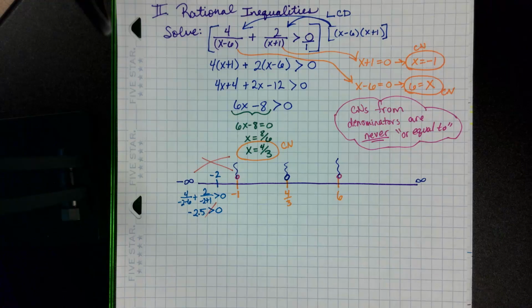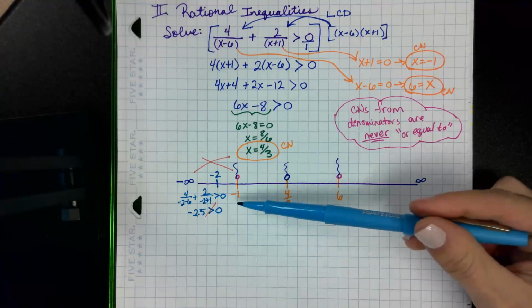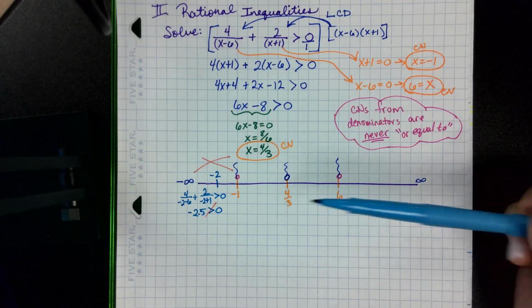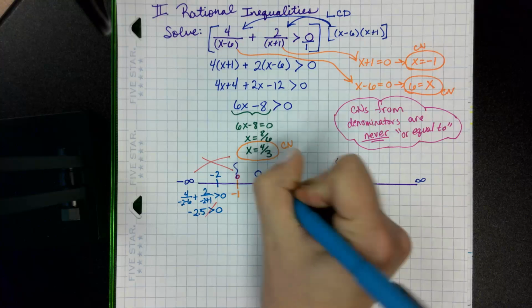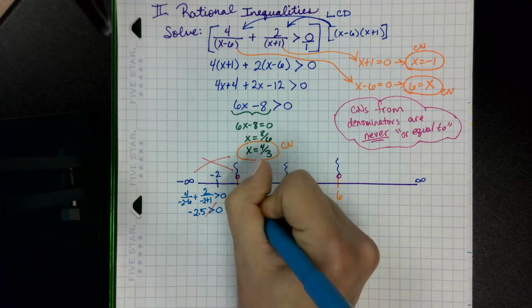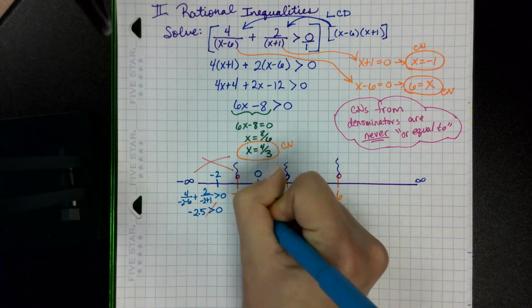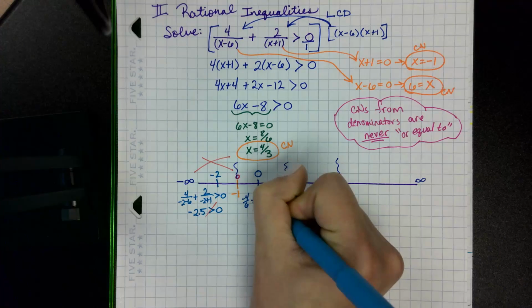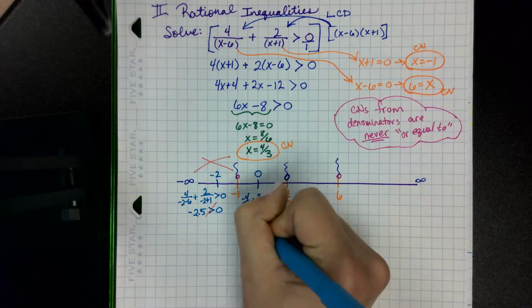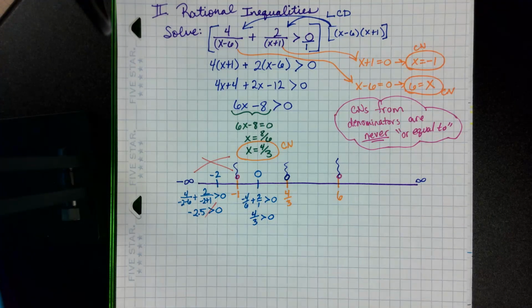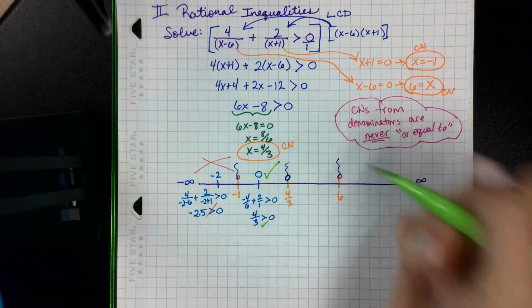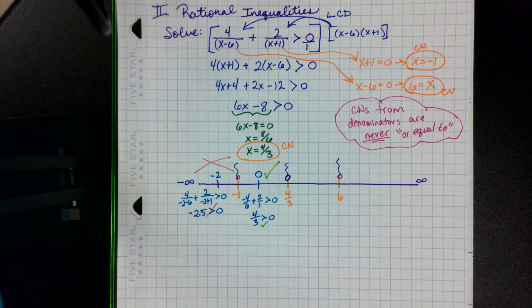So then I move on to the next section. I need a value between -1 and positive 4/3. Anytime I'm choosing a test value between a negative and a positive, I'm going to choose 0, because it's very easy to work with. So I plug in and I get -4 over 6 plus 2 over 1 is greater than 0. And that gives me 4/3 is greater than 0. Positive 4/3, yes, is greater than 0. So this middle section checks. It is going to be part of my answer interval.